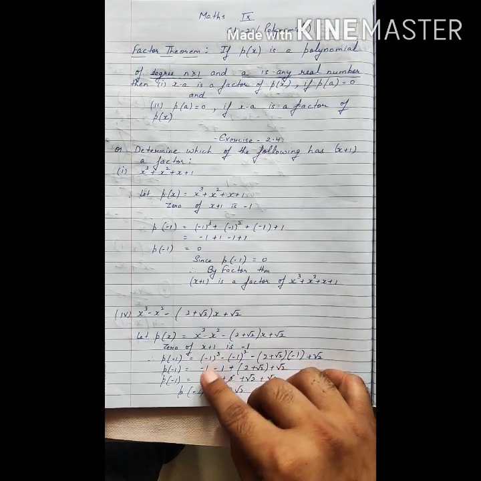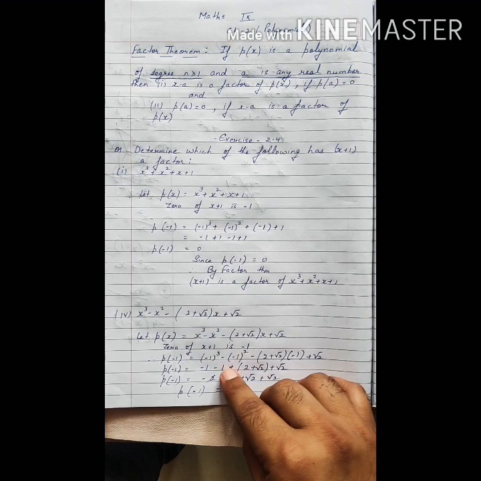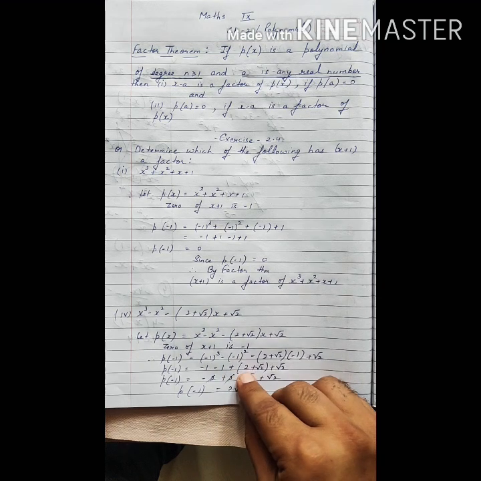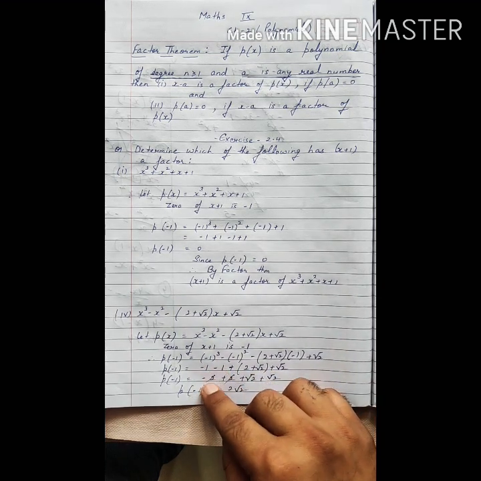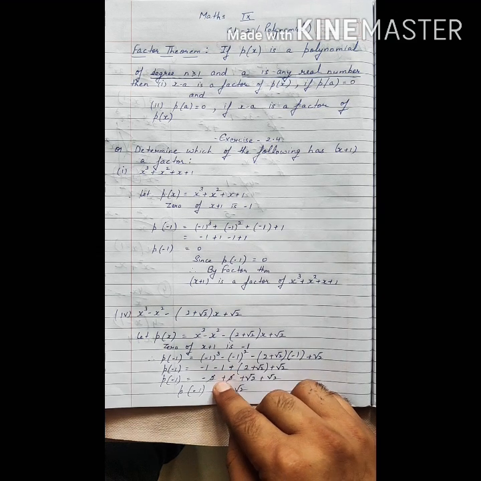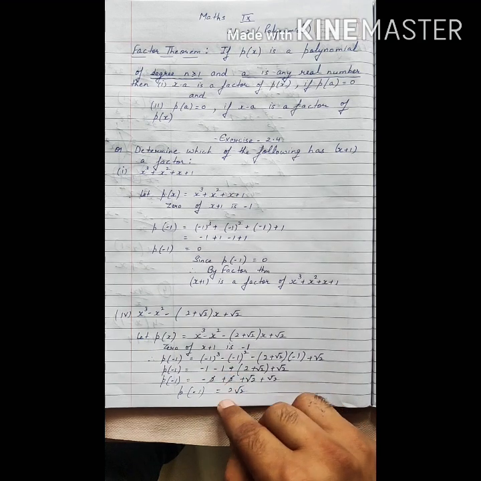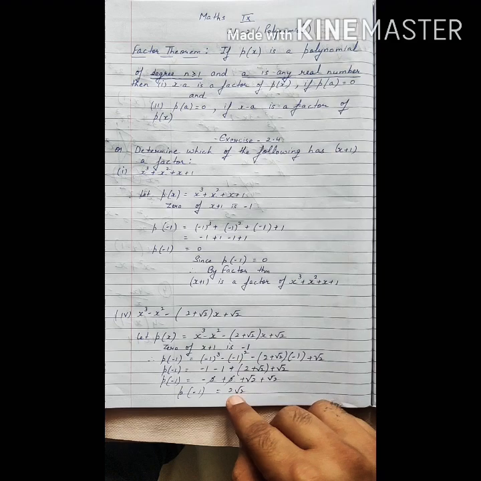So minus 1 cube, what you are getting? Minus 1. Minus 1 square, what you are getting? 1. Now minus will become plus. So 2 plus root 2 plus root 2. So minus 1 becomes minus 2 plus 2 plus root 2 plus root 2. Minus 2 plus 2 cancel. So what we are left with? Root 2 plus root 2.